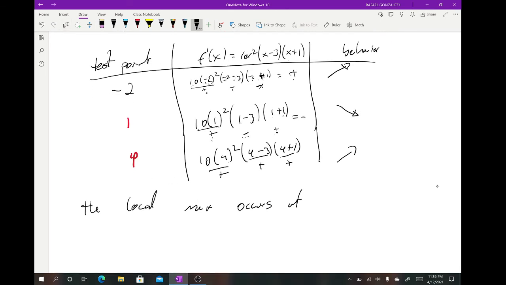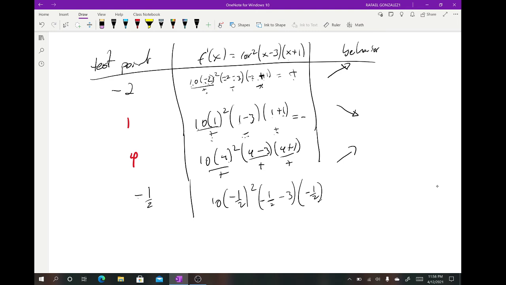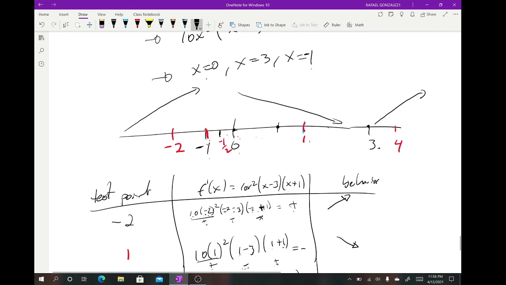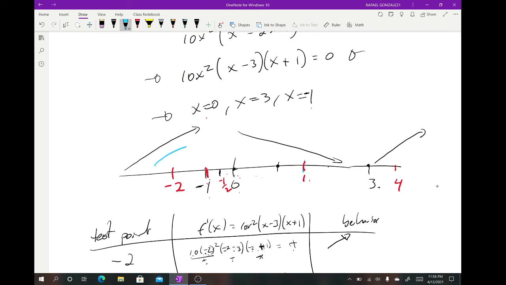So for -1/2, let me erase all of this. -1/2, we have 10 times -1/2 squared, -1/2 minus 3. Maybe not, maybe I'm wrong. And -1/2 plus 1. So again, this is going to be positive, this is going to be negative, this is going to be positive. Oh, I was right. So it's going to be going down. So it didn't change anything, thankfully. So it's going down, this is going up.